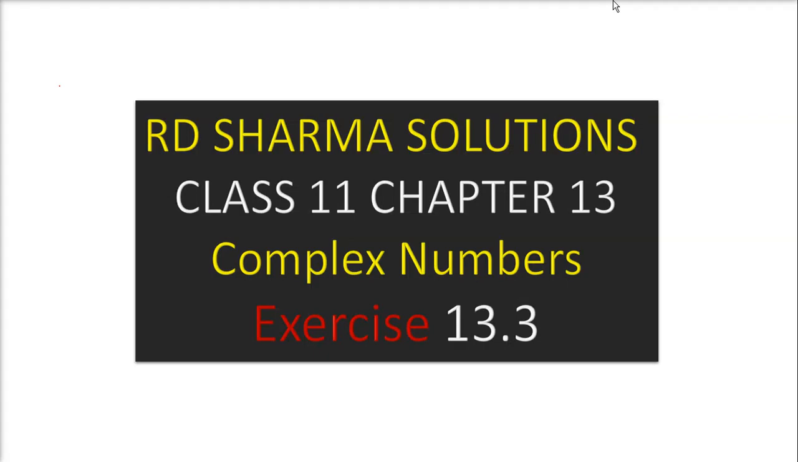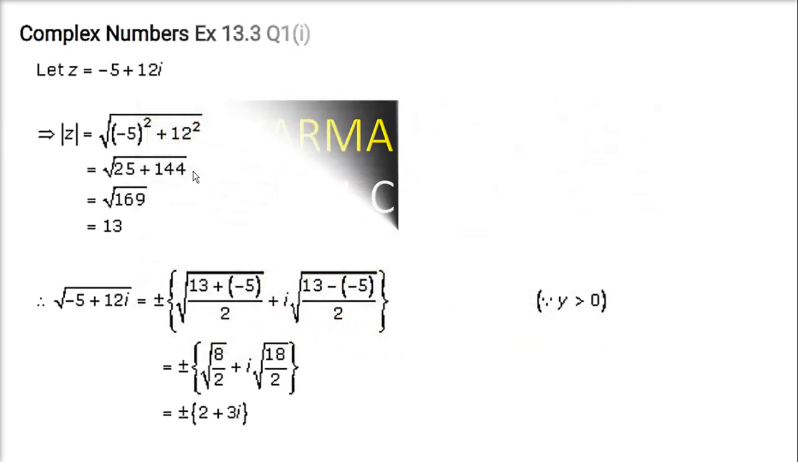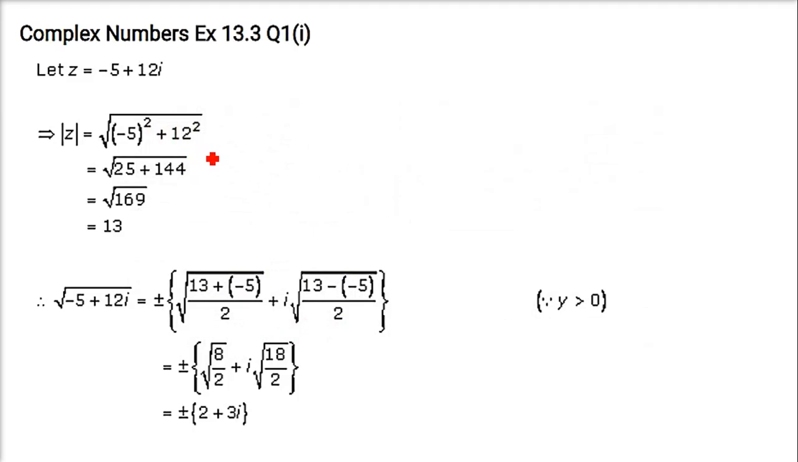R.D. Sharma Solutions, we are taking class 11th, chapter 13, complex numbers, exercise 13.3. Here we have to find out the square roots of a complex number. So if we have a plus ib, we have to find out the under root or square root of this complex number. Let it be x plus iy.